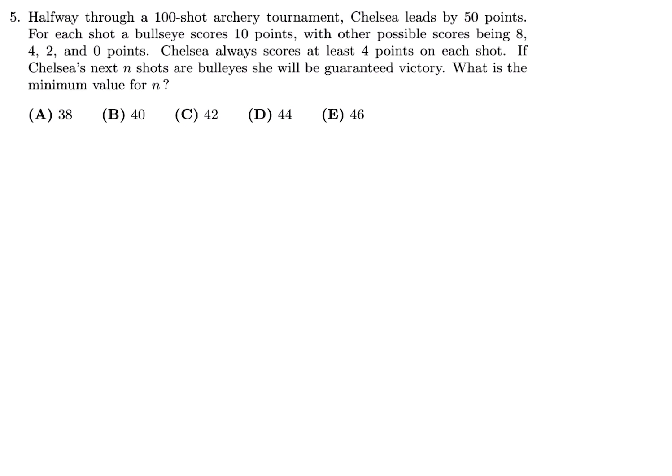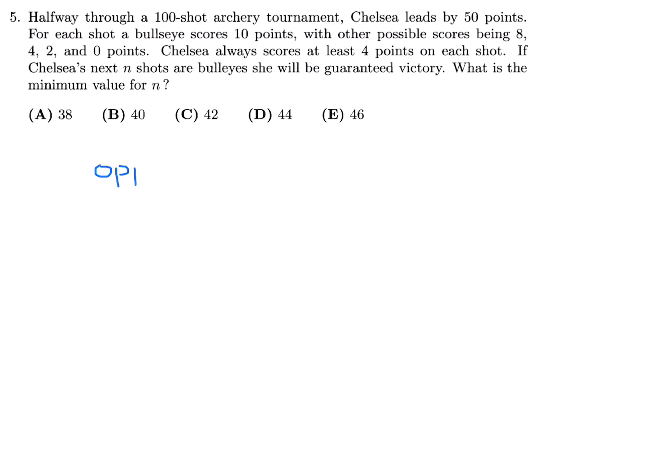Halfway through a 100-shot archery tournament, Chelsea leads by 50 points. For each shot, a bullseye scores 10 points, with other possible scores being 8, 4, 2, and 0. Chelsea always scores at least 4 points on each shot. If Chelsea's next N shots are bullseyes, she will be guaranteed a victory. What is the minimum value for N?